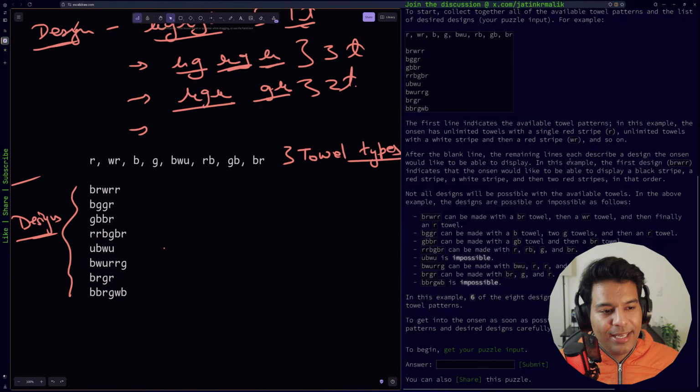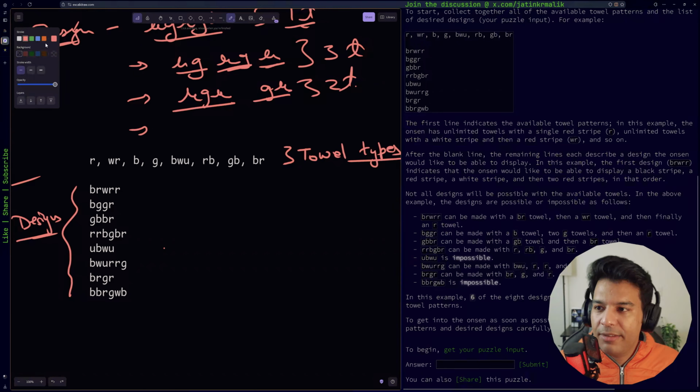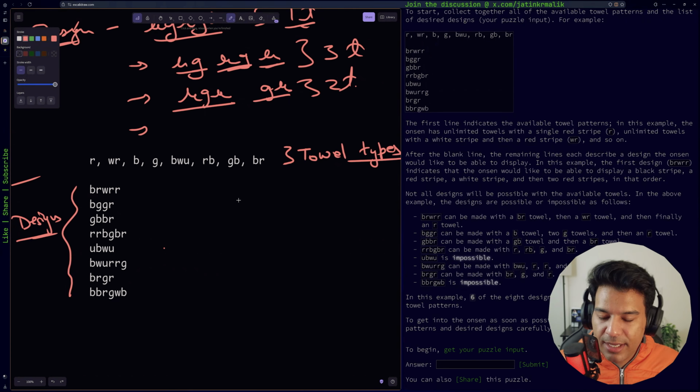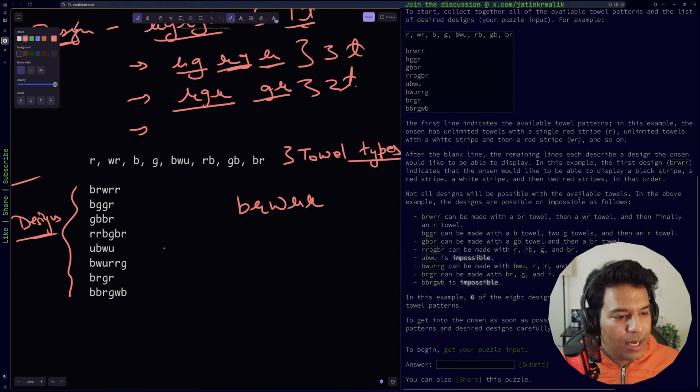And after the blank line, the remaining lines each describe the design the onsen would like to be able to display. In this example, the first design BRWRR indicates, so let's take the first example. So this example is BRWRR in this order. So this is black, red, white, red, red. And it also says that not all designs will be possible with the available towels. In the above example, the designs are possible or impossible as follows.